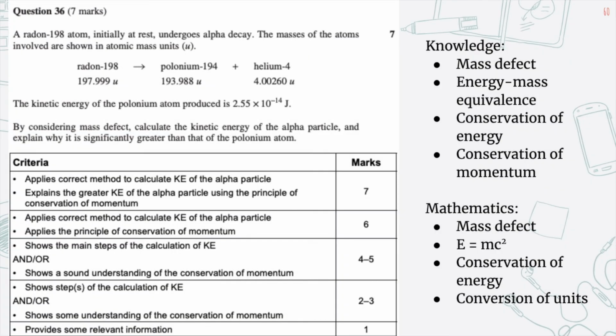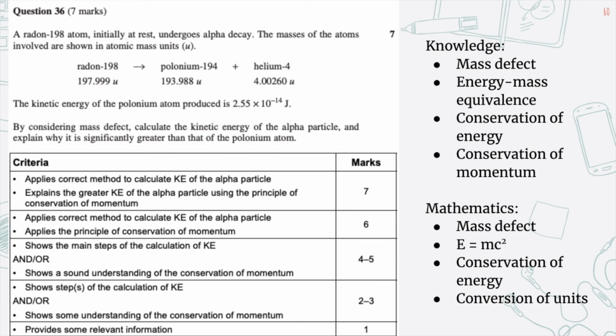Let's have a look here at what we need to do to address this question. Firstly, we need to draw in our knowledge of mass defect, energy mass equivalence, conservation of energy, and conservation of momentum. 2 concepts that were put forth in the HSC syllabus, but 2 concepts that were addressed in the preliminary HSC syllabus.